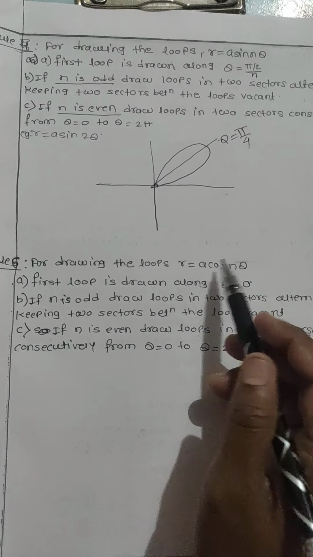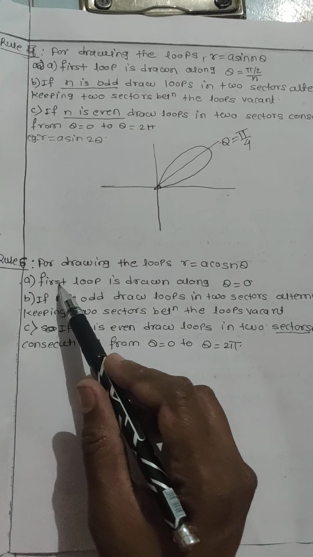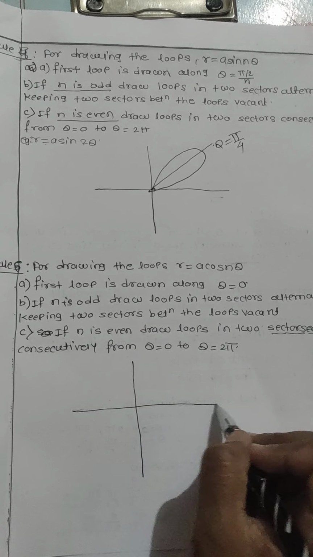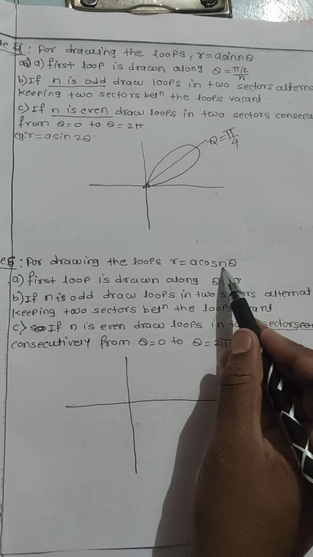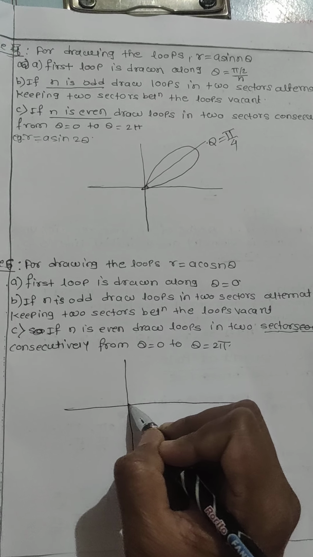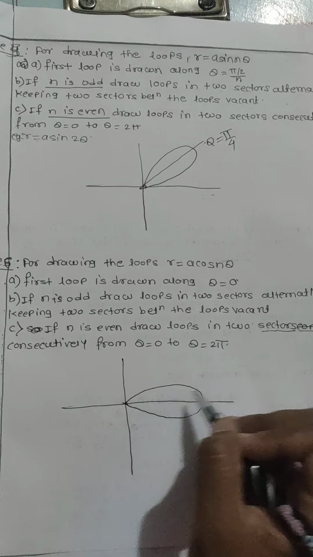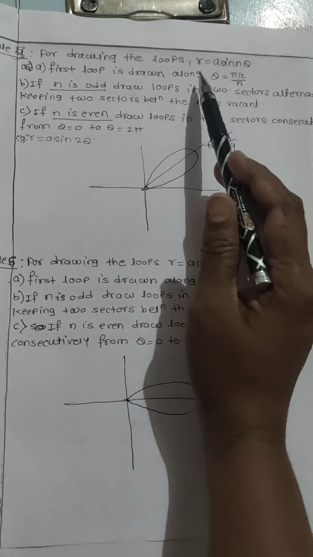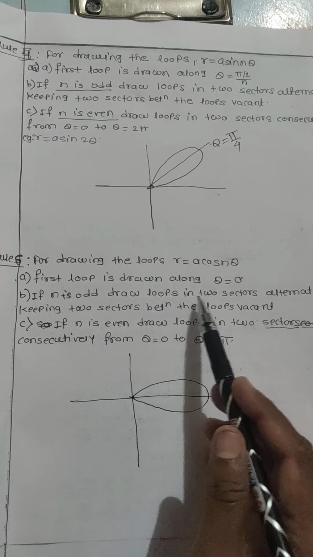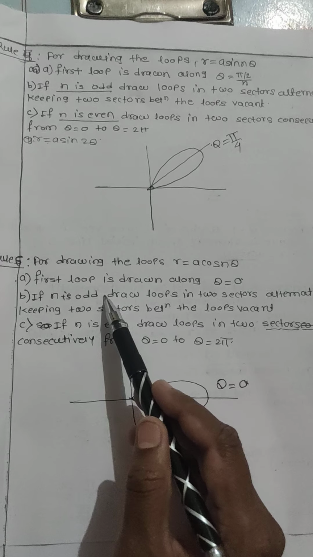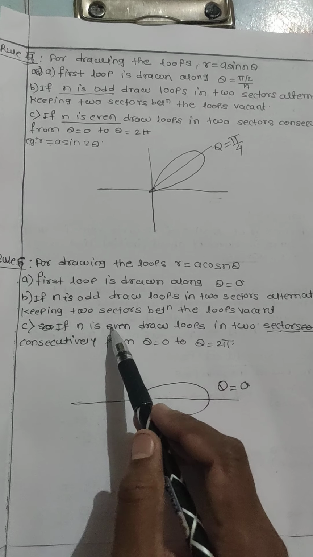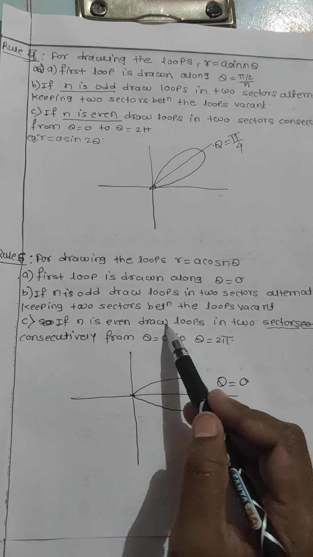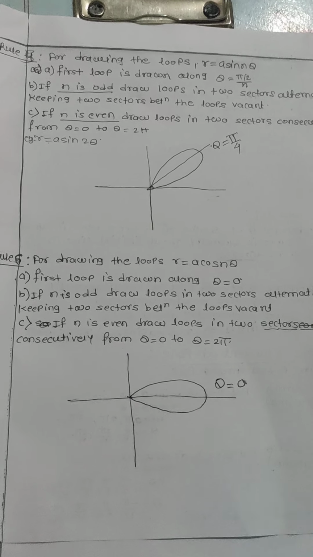See the next, for r equal to a cos n theta, the first loop is drawn along theta equal to 0. That means for r equal to a cos n theta, the value of n may be even or odd, but always your first loop lies along theta equal to 0. Next, the second and third conditions are the same as for r equal to a sin n theta, but in a simple way we can say that if n is odd, we draw the loop after two sectors, and if n is even, we draw the loop after one line. So this is rule 5.